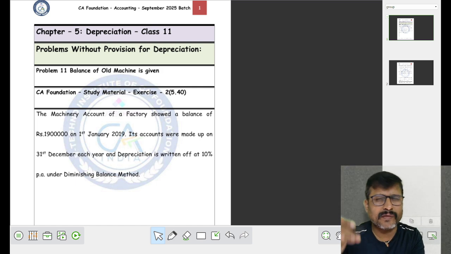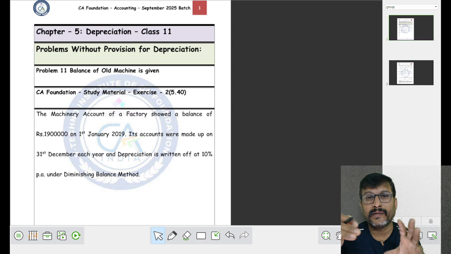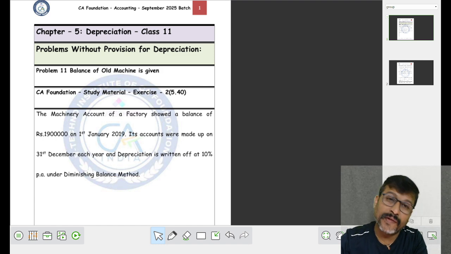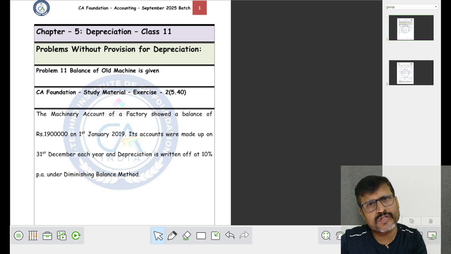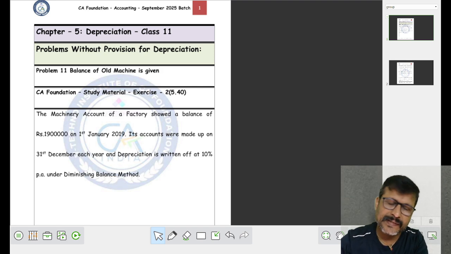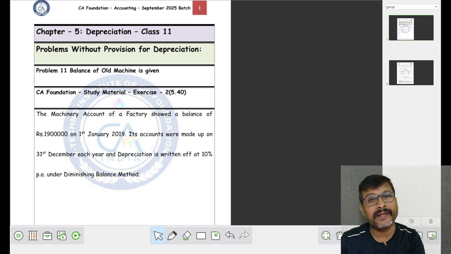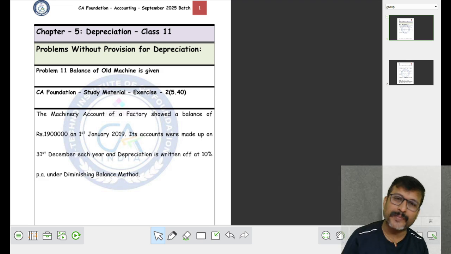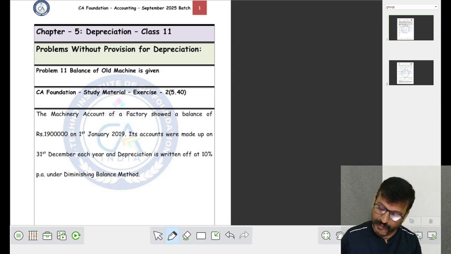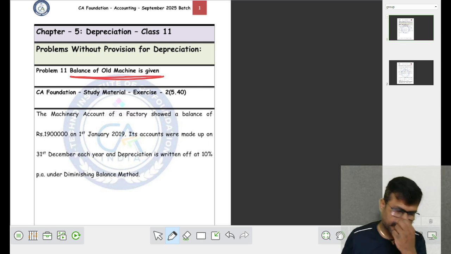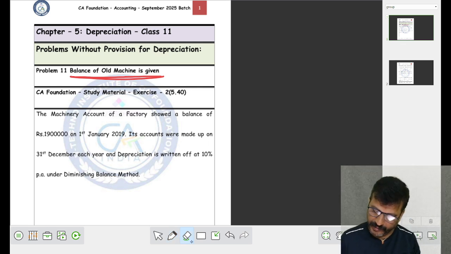We have entered a different type of problem in depreciation, a crucial method wherein the balance of the old machine is given. In class 10, we solved a very simple problem, but in class 11 and 12, we have a different type of problems on this concept. See here, in problem 11, the balance of the old machine is given. Let me start the problem.